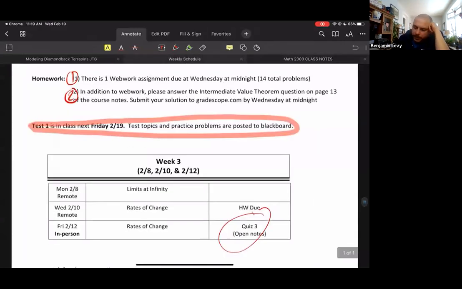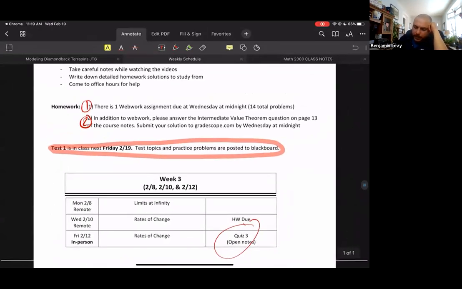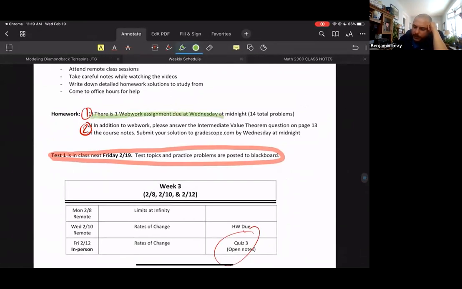Maybe while we're here, I'll just mention the weekly schedule. I'll just remind you of a couple things. So there's homework due tonight, right? We've got our web work assignment due this evening. And please keep in mind that there's a second thing that you need to submit to Gradescope that's clearly explained here. It's also clearly explained on web work. If you haven't seen that yet, let me know if you have questions.